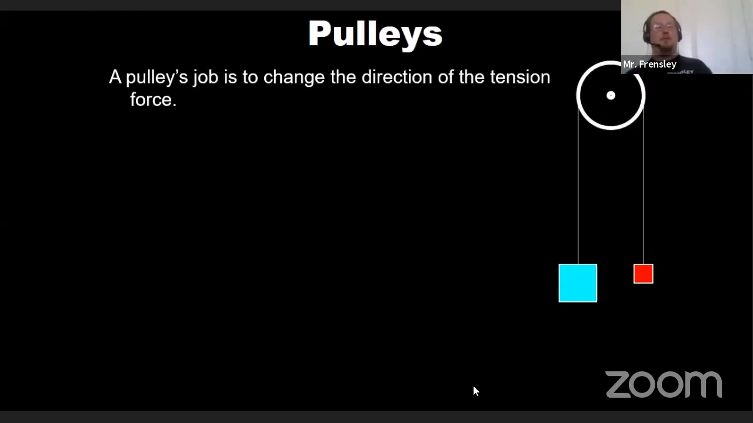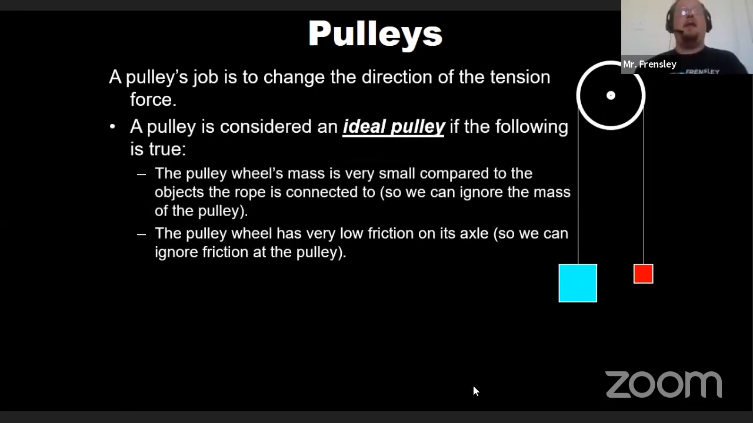Okay, let's talk about an Atwood machine and pulleys. The job of a pulley is just to change the direction of the tension force. Now, there are ideal pulleys and then there are not so ideal ones, right? So what's an ideal pulley? An ideal pulley has so little mass that we can ignore the mass, much less than what the pulley is connected to. And the pulley has such low friction on its axle that we can pretend there's no friction. So you might call it an ideal pulley or a massless frictionless pulley.